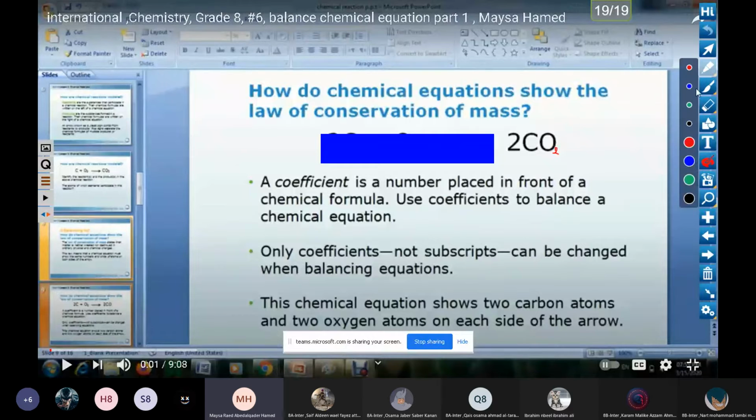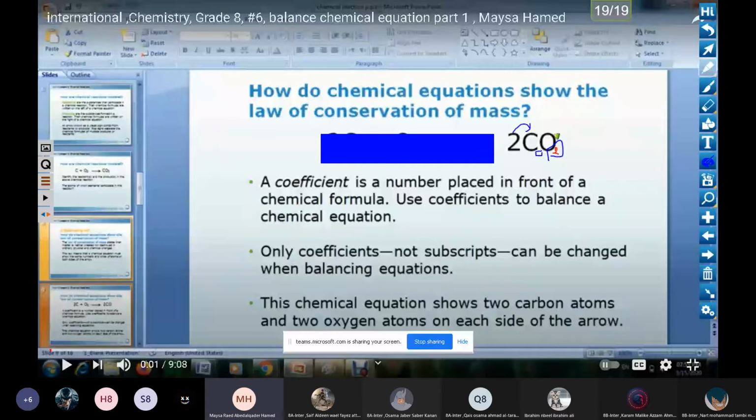Because this coefficient, again, I have to multiply it with the subscript. Because here the subscript is 1, I have 2 for carbon. You don't have a number here, right? That means you have 2 carbon atoms. What about oxygen? I have this subscript, which is 2. So 2 times 2 is 4 oxygen atoms. Do you understand this one?